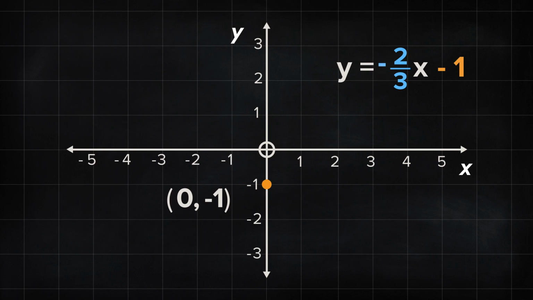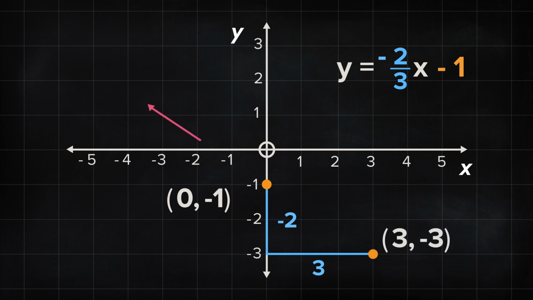If we think of it as negative 2 over positive 3, we count down 2, then 3 to the right. That gives us a second point at (3, -3). Now we can draw the line.